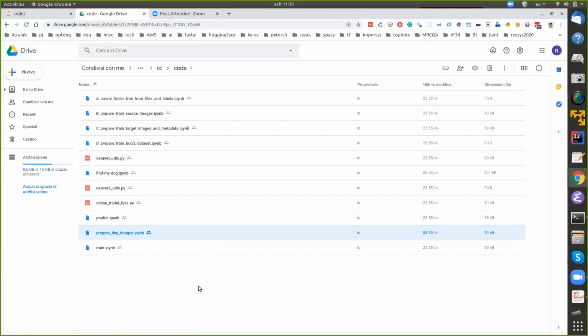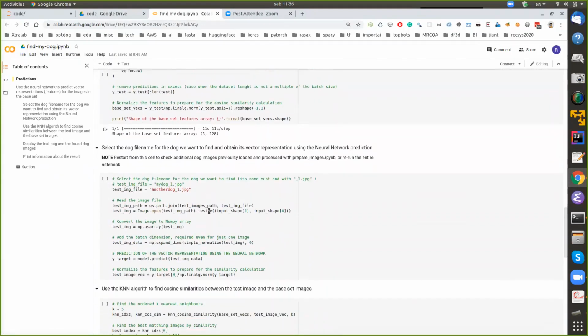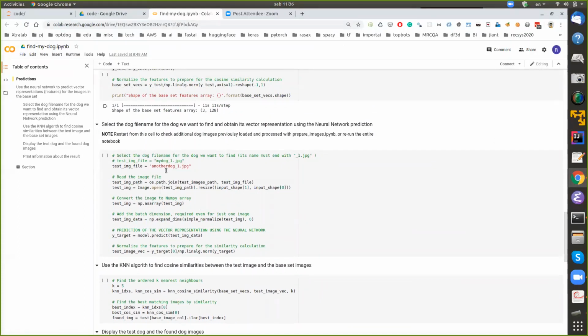for the Find My Dog exercise. After that, we will launch another Colab environment, which is the Find My Dog notebook. If we open this notebook with Colab, what do we have to do? We simply go here. This is after the note. In this cell, I put the name of the image that I uploaded. For instance, I have an image named My Dog.